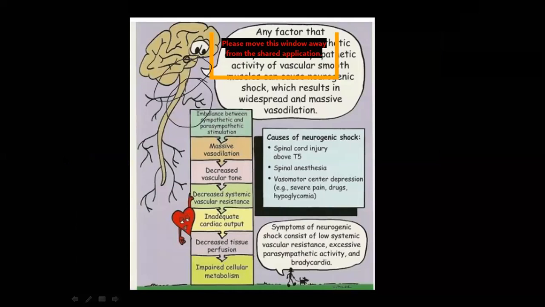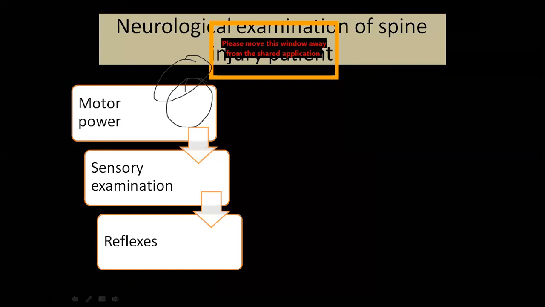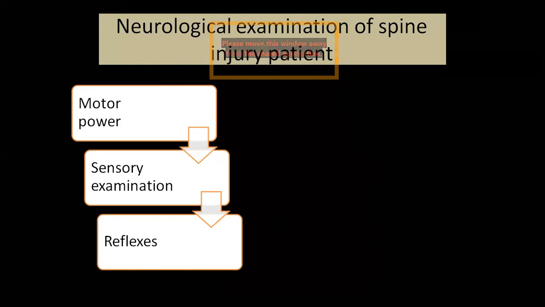Next, coming to the neurological examination of the patient. So, what is the neurological examination of injury patients? You have stabilized the patient, you have checked for airway, circulation, and breathing. Now, neurological examination. The first thing you should assess is motor power.